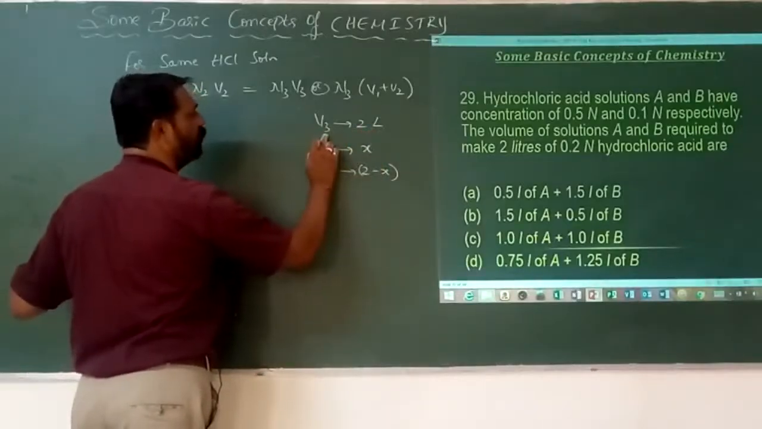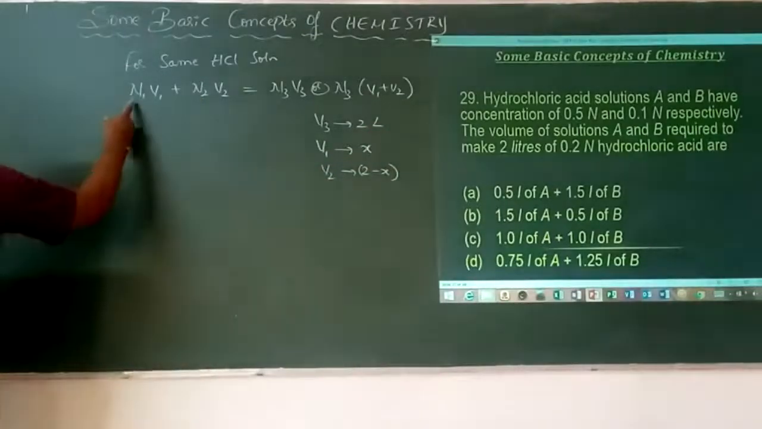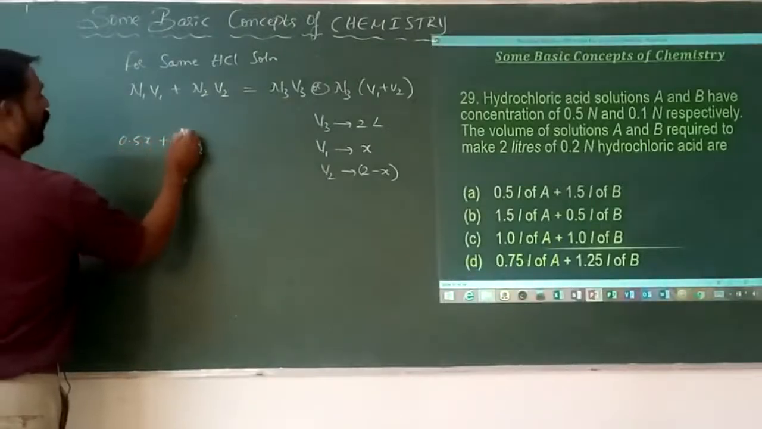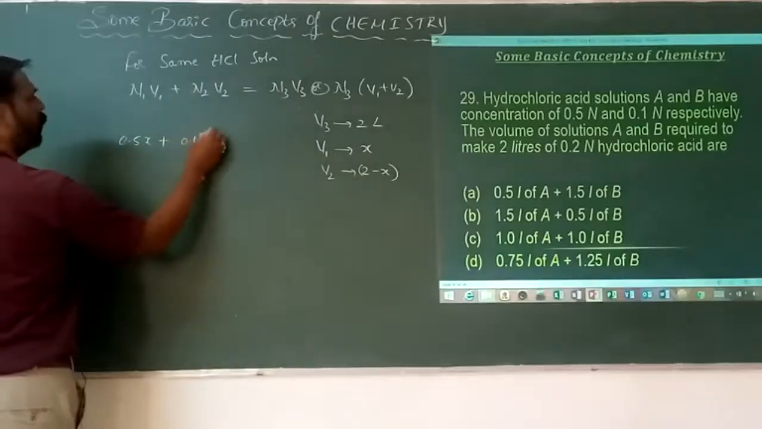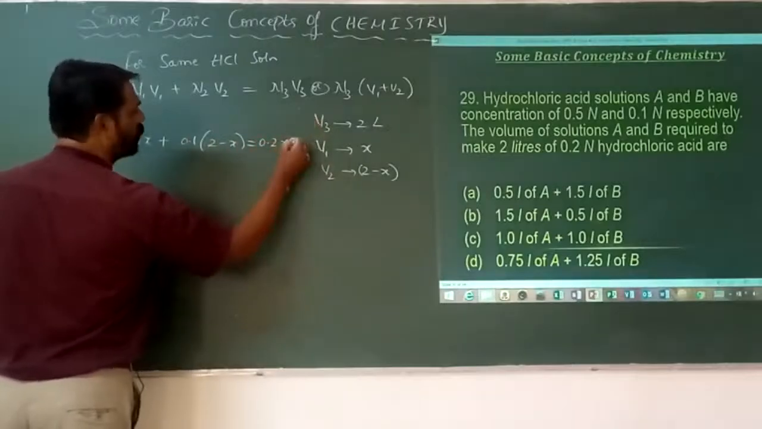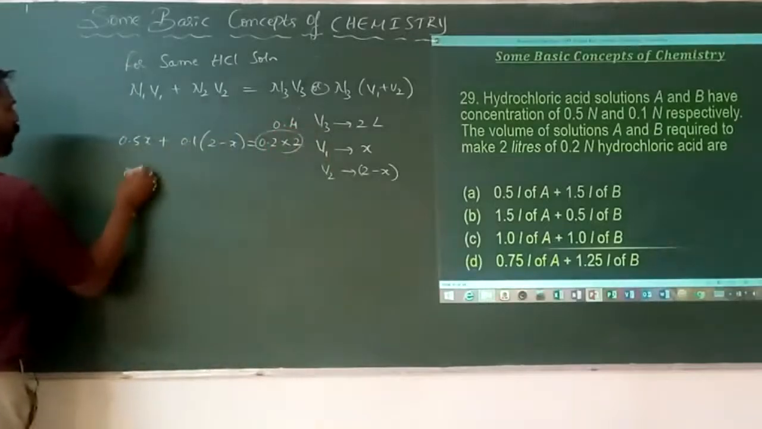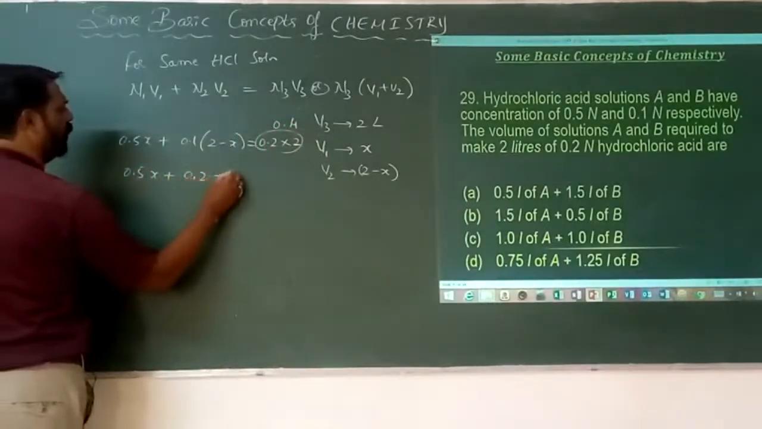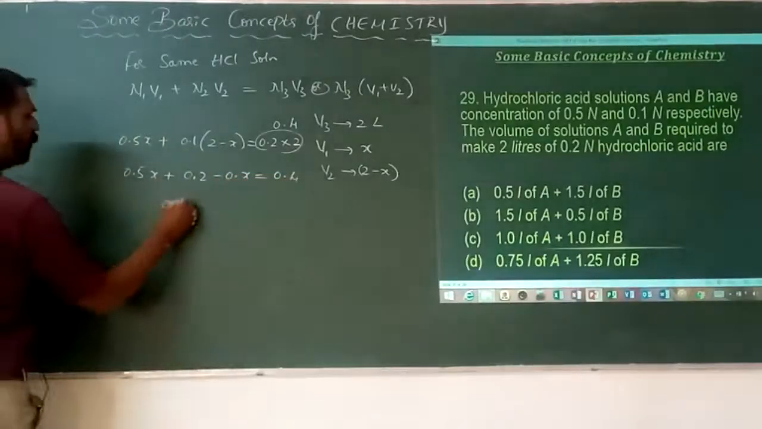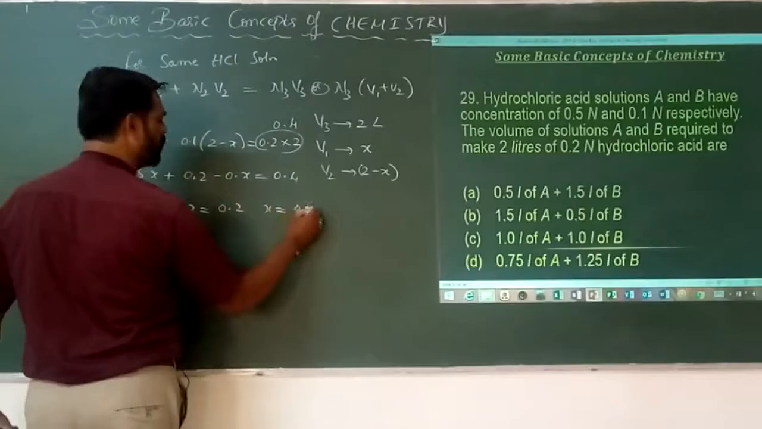The sum of these two volumes is equal to 2. Therefore V1 is X. The normality in the first case is 0.5 into volume X, plus the normality in the second case, 0.1 into 2 minus X, is equal to the final normality 0.2 into the volume 2, which is 0.4. So 0.5X plus 0.2 minus 0.1X is equal to 0.4. Simplifying, 0.4X is equal to 0.2, so X is equal to 1 by 2.